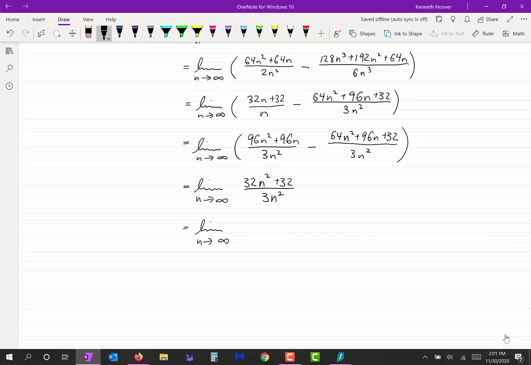I'll show you again in case you forgot how we do that. What we do is we divide everything by n squared, and then it will look like this. And then you let n go to infinity. You get 32 plus 0 over 3, and our answer is 32/3.